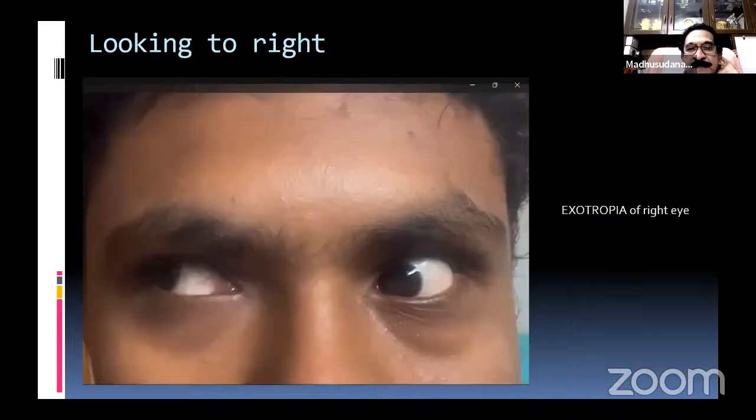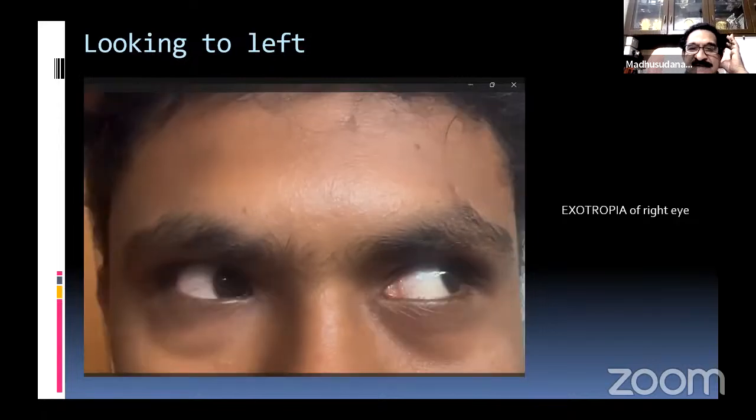Okay. Here, the patient is asked to look to the right side. As you can find, the right eye is a little out compared to the left, and the left eye is slightly down, or the right eye is slightly up. Okay, this is on looking to the right side. Now this is looking to the left side. Here again, you find that the left eye is moving much more than the right eye. That means the right eye is exotropic again. If the right eye is slightly low, the left eye is slightly up.